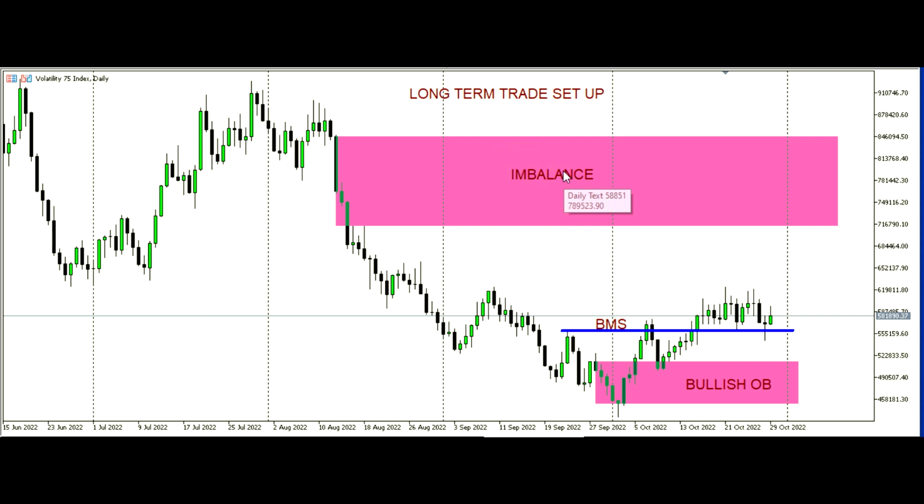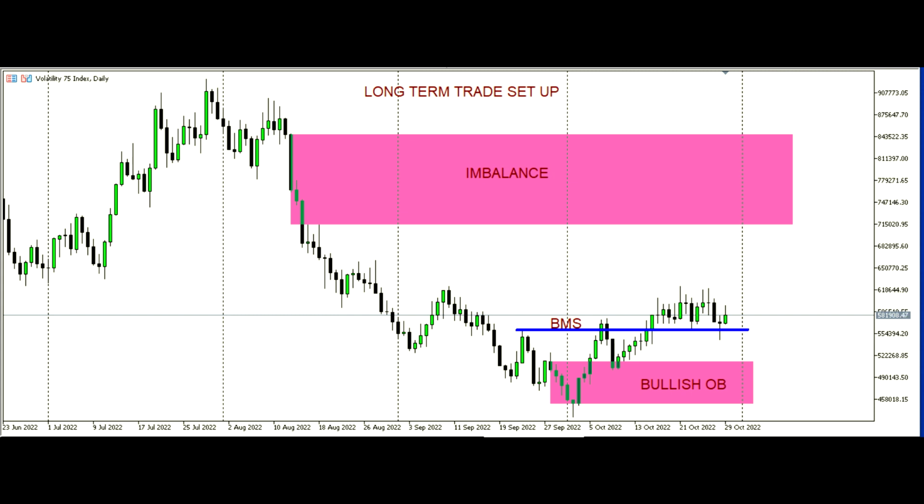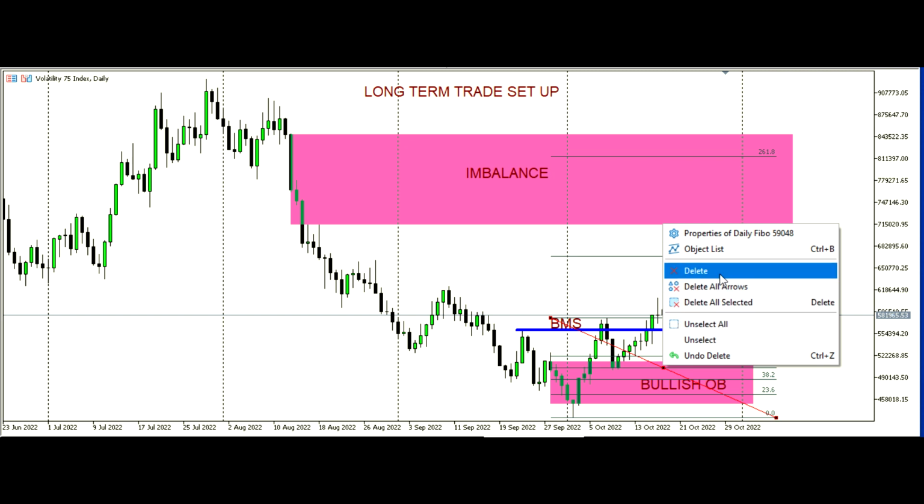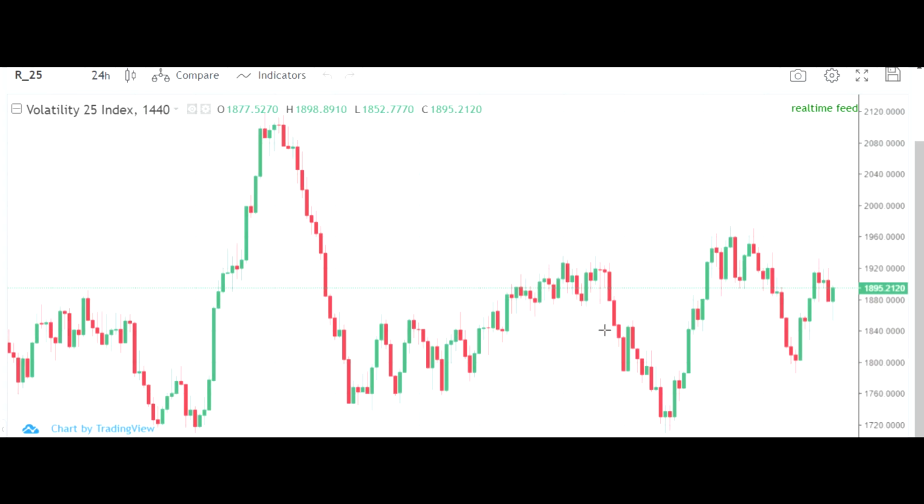Is that how to spell imbalanced? Whatever it is. Alright, so I have quickly identified things on this chart. As a long-term trader, what I'll do is quickly pull my fib. Let me take down this fib and go to my.